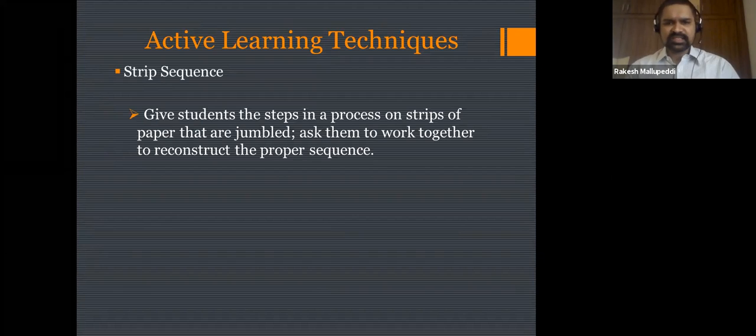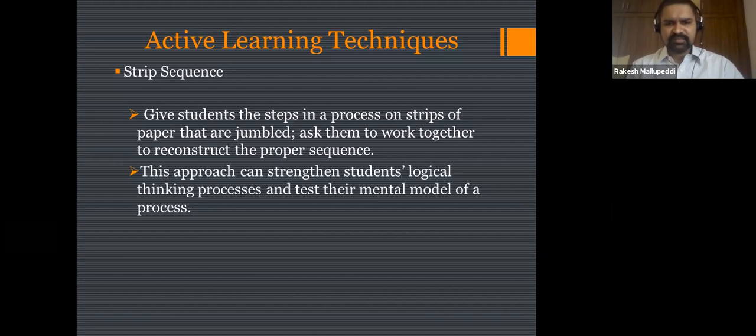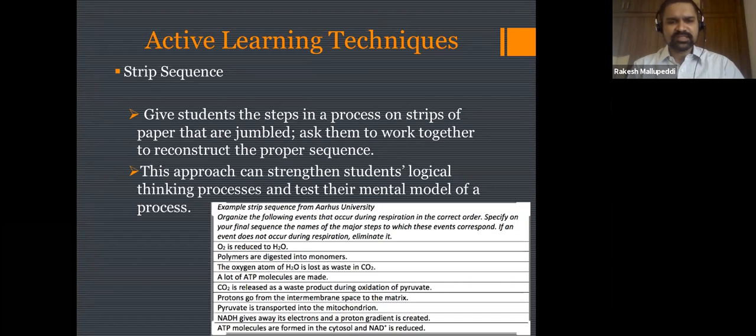So give the students the steps in a process on strips of paper that are jumbled. Ask them to work together to reconstruct the proper sequence. So you are jumbling the sequence and asking them to come up with it. There are strips of the content, and they need to put it in the correct order. This approach can strengthen students' logical thinking process and test their mental model of a process.